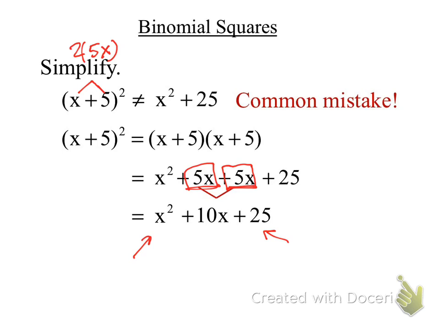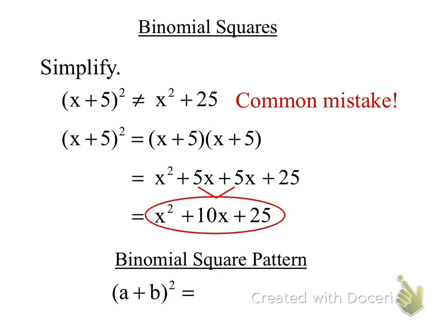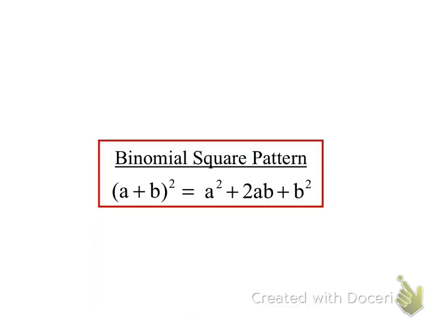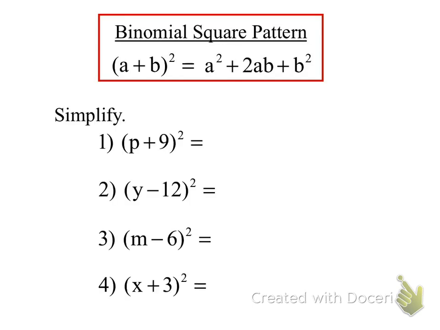You understanding that? So the formula is, if I have the quantity a plus b squared, it's a squared. The last term would be b squared. And the middle term, I'm going to multiply these two terms together, a times b, and then double it. 2 times a times b. Is that making sense? Okay, so that's the pattern. Let's try it.